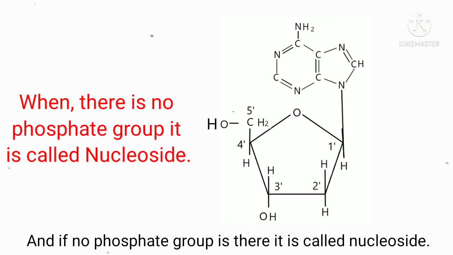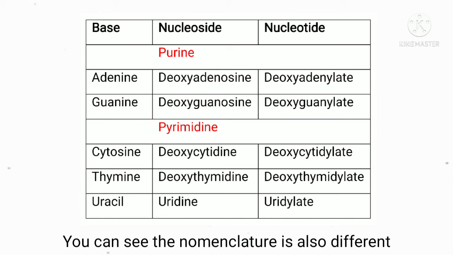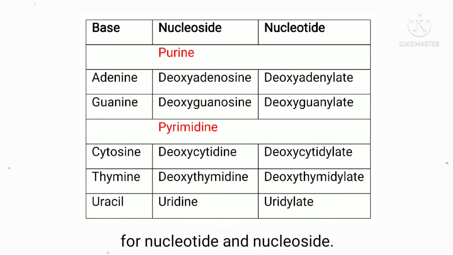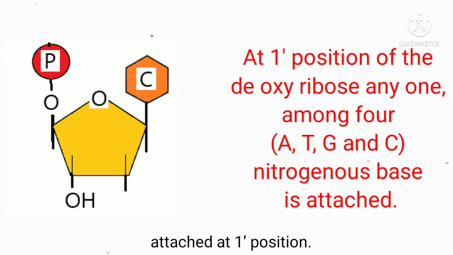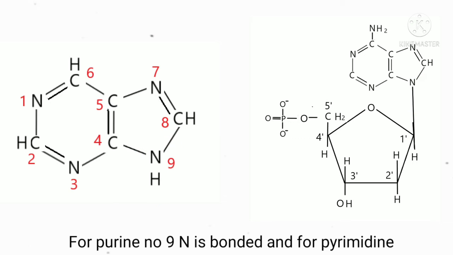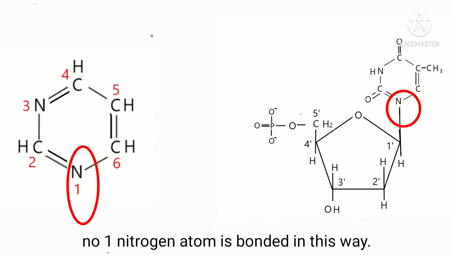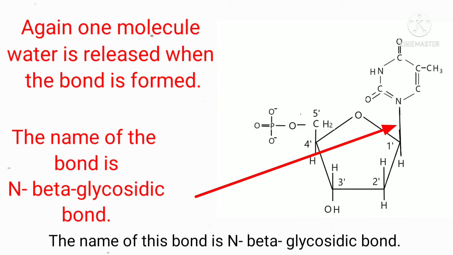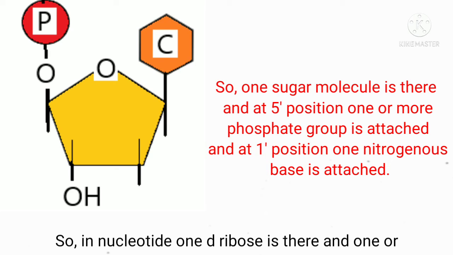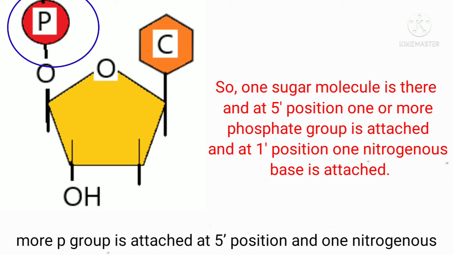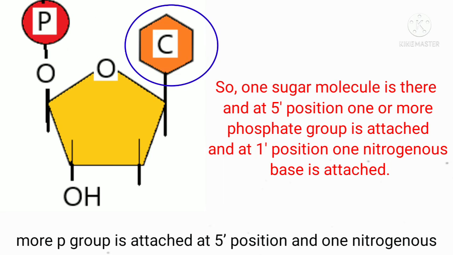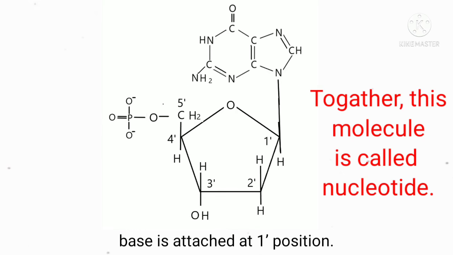And if no phosphate group is there, it is called nucleoside. You can see the nomenclature is also different for nucleotide and nucleoside. Any one nitrogenous base among 4 is attached at the 1' position. For purine, the number 9 nitrogen atom is bonded, and for pyrimidine, the number 1 nitrogen atom is bonded in this way. The name of this bond is N-beta glycosidic bond. So in a nucleotide, one D-ribose is there, one or more phosphate groups are attached at the 5' position, and one nitrogenous base is attached at the 1' position.